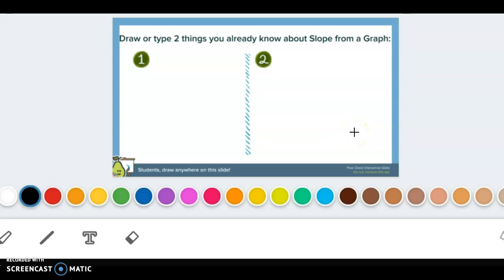Okay, your first slide is asking you for two things that you already know about slope, whether it's another name that you remember, or how you can find slope, the formula or rise over run. Just go ahead and give me two things right here on those slides.